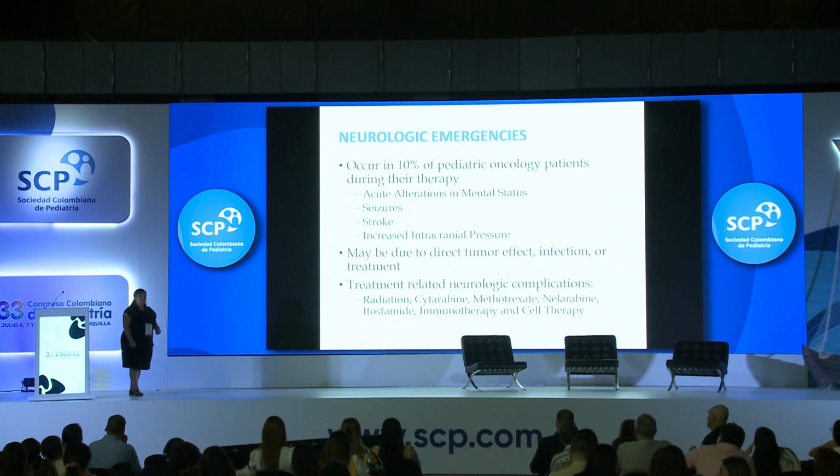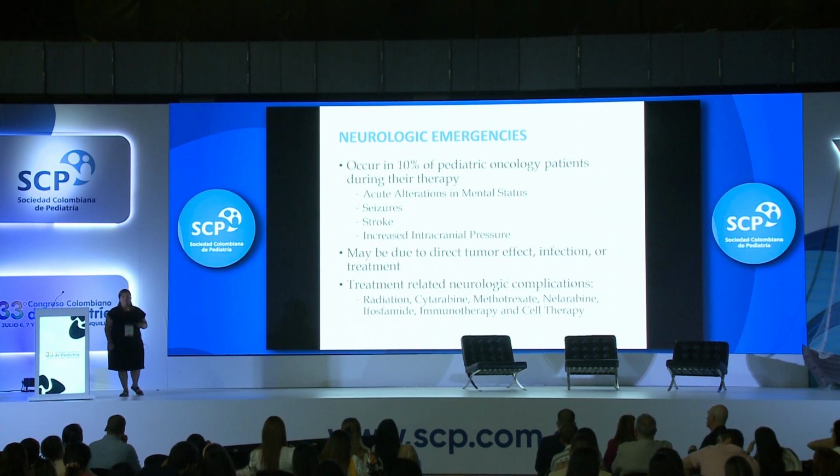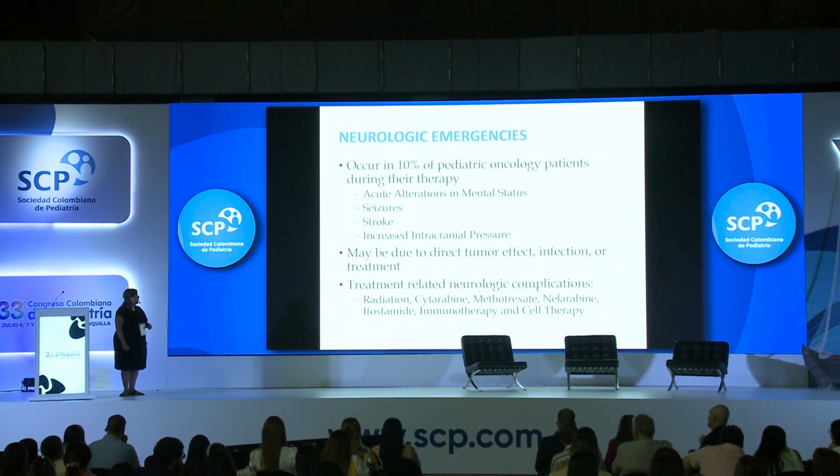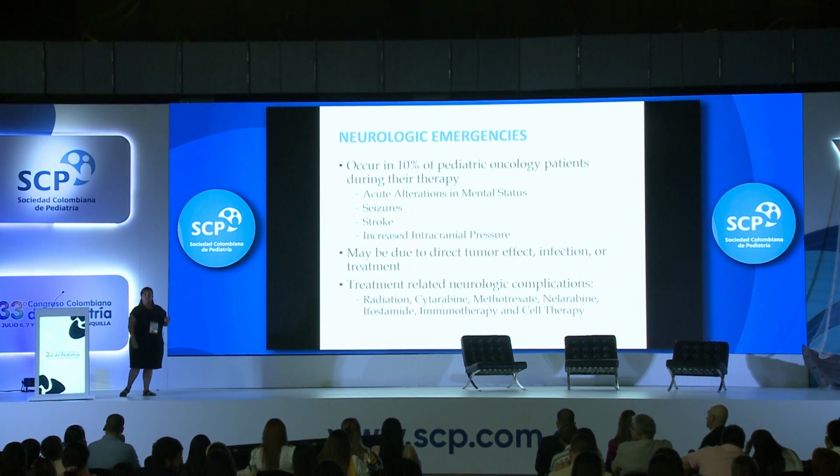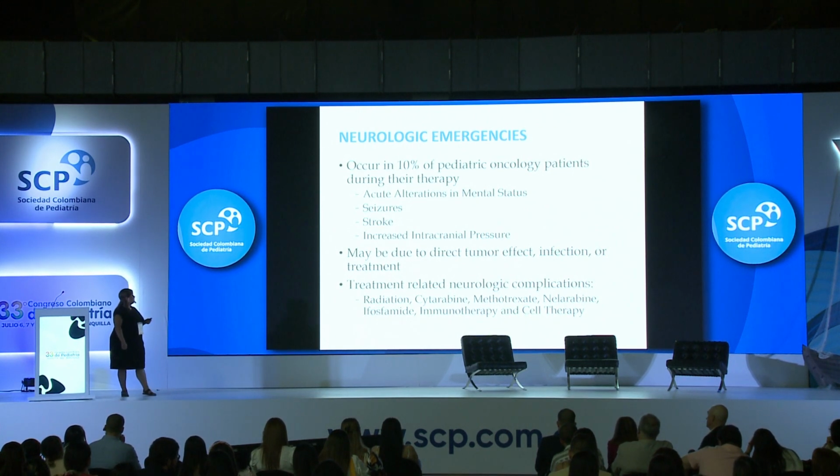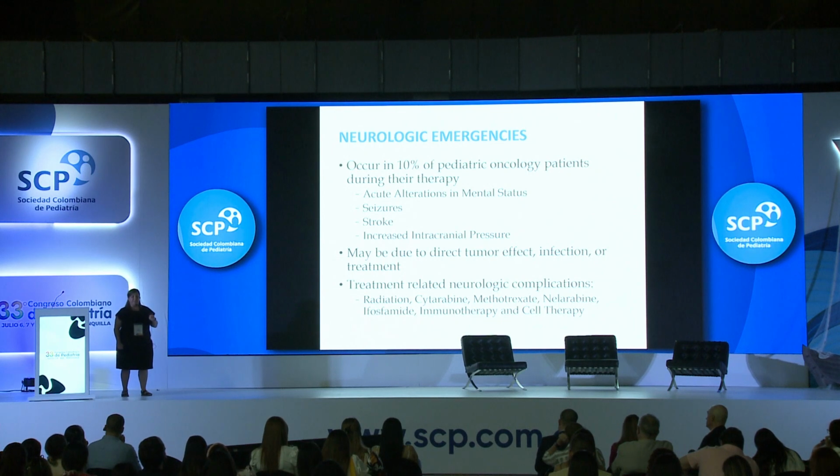Neurologic emergencies are also a significant part of oncologic care. They actually occur in 10% of our pediatric oncology patients during their therapy. They may present as acute alterations in mental status, seizures, stroke, or increased intracranial pressure. It may be due to the direct tumor effect, infection, or treatment.